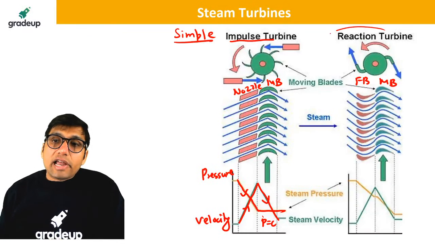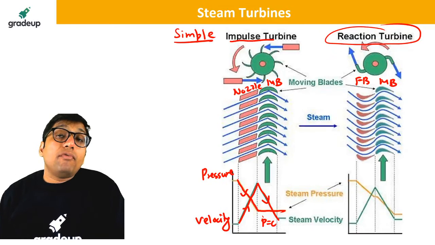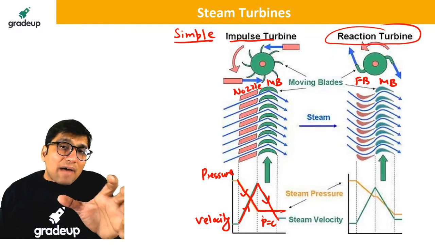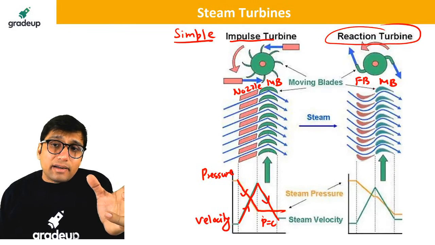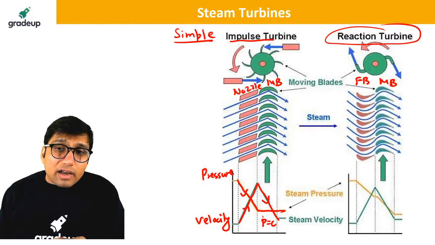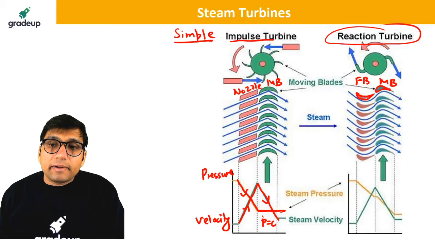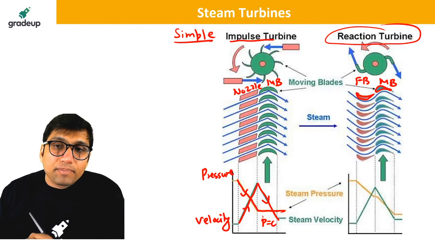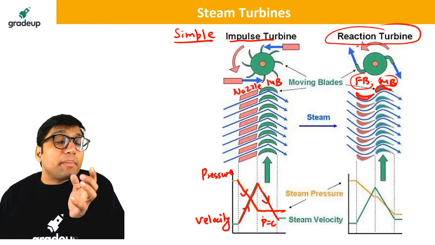In the case of a reaction turbine, we will have fixed blades and moving blades, and they will have a very special shape, with a converging shape at the end, like this. This is how the blades are designed in the reaction turbine. So in a reaction turbine, the fixed blade will act as a nozzle. And what will happen in the moving blade?